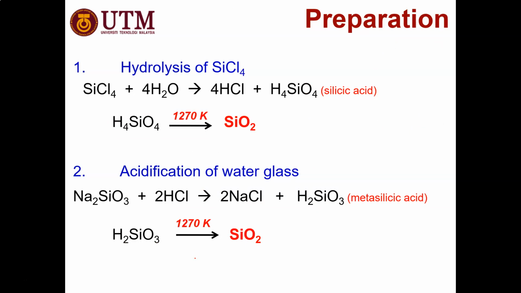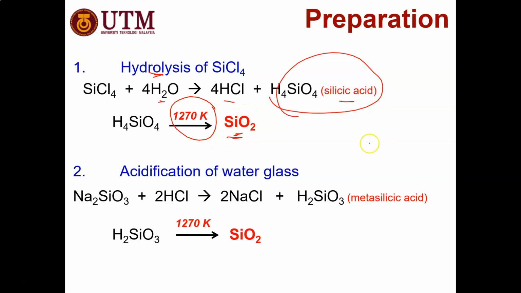So how do we prepare silica? There are a few ways. The first way is you do it using the hydrolysis of silicon tetrachloride. So bila kita ada SiCl4 with water, hydrolysis kan, maknanya kita campur dengan air, you will get hydrochloric acid with one of the acids of silicon, H4SiO4, which is known as silicic acid. So bila kita dah dapat the acid, in order to get the silica, kena panaskan to 1270 Kelvin.